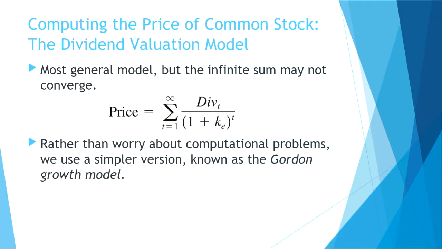We already covered it, but the only difference is that instead of RE as a notation, this book, Mishkin's book, uses KE as the required return, right? So both are the same. You are discounting the dividend by the required return of the investors, and you add them all.